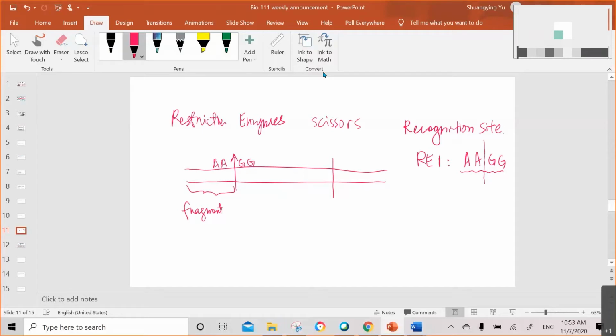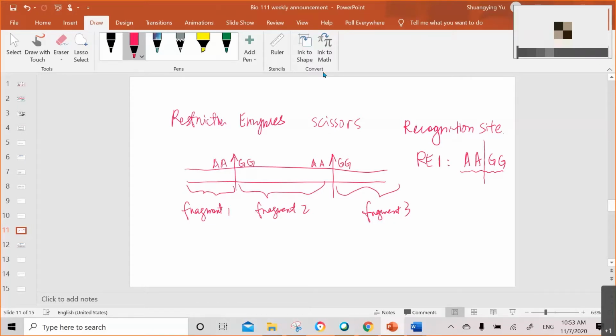Yeah. Okay, all right. And then let's say you have another AAGG right here. So the enzyme is going to cut right here. So this creates another 2 fragments, right? So this is fragment 2, and this is fragment 3. And then we can do different things with these fragments, right?